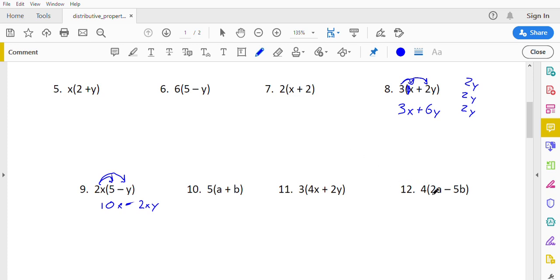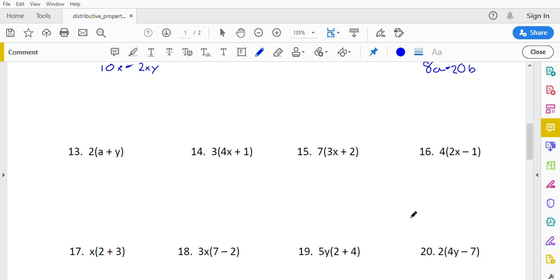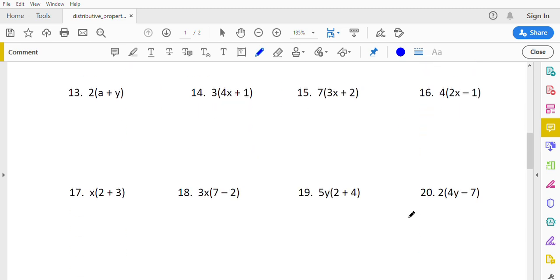So let's say, for example, like this one over here, sorry. 4 times 2a is going to be 8a, so again, 4 times 2 is 8, minus 4 times 5 is going to be 20b. Okay? Let's take a look at some of these down in this bottom row. I'm just seeing if there's anything else we want to do in here. No, you should be okay with those.